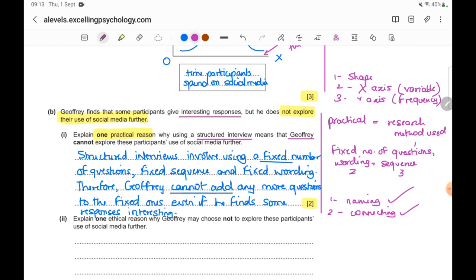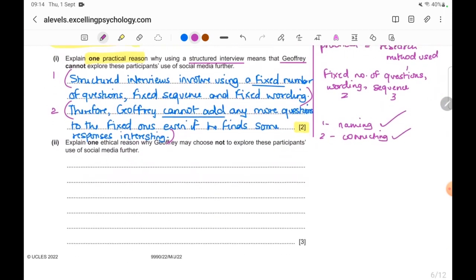Okay, so we get 1 mark for in general specifying what is that practical aspect of the structured interview which does not allow us to probe further, and second for linking it to Jeffrey's study. Okay, so again a straightforward question. Let's come to the next one.